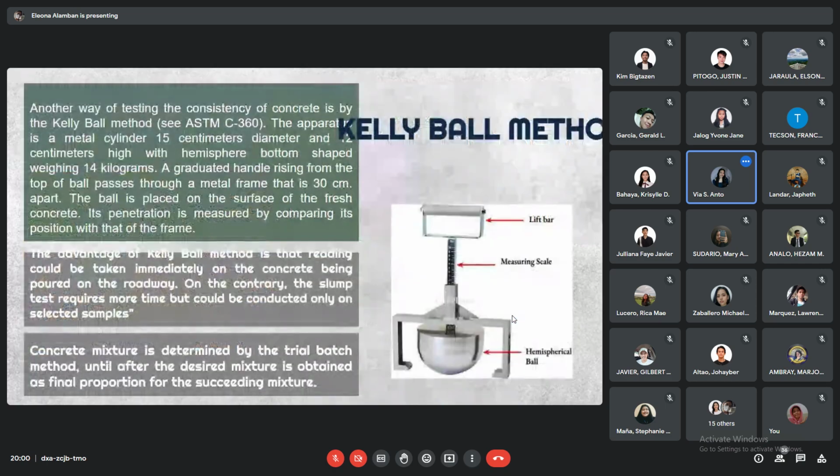Next. So next is the Kelly ball method. So, you can see the picture here of the Kelly ball method.